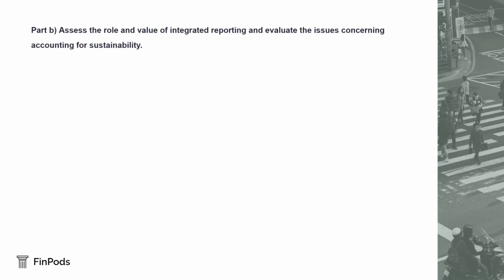Part B. Assess the role and value of integrated reporting and evaluate the issues concerning accounting for sustainability. The Integrated Reporting System, also called IR, is a framework that companies may use to report to their stakeholders on the performance of the company.